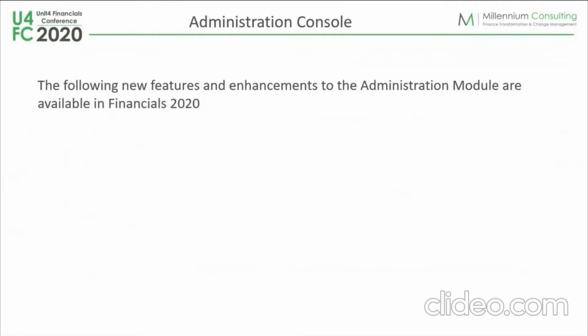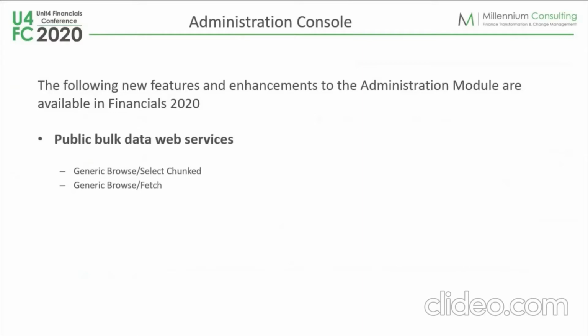Looking at the administration module, there are now 2 new web services available. Generic Browse Select Chunked and Generic Browse Fetch. This enables queries of exceptionally large data sets within an interface to be spread over multiple requests.